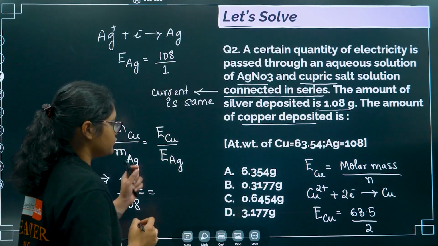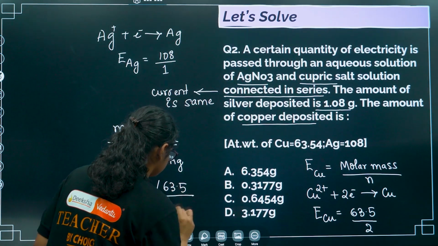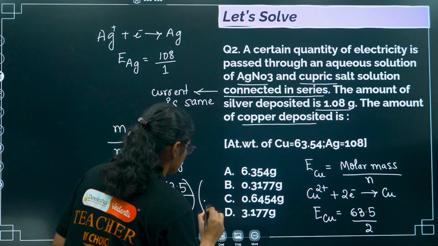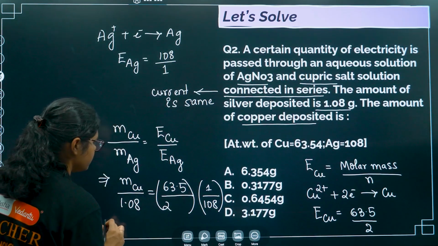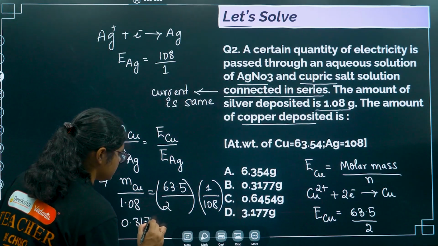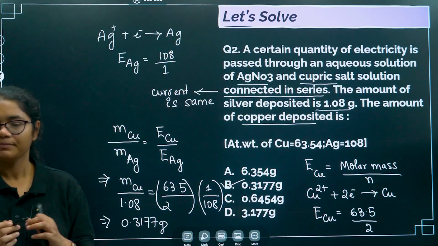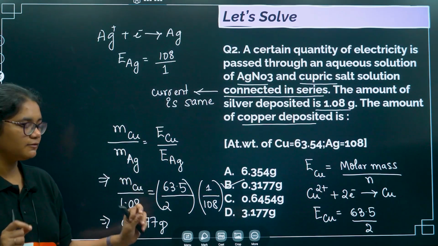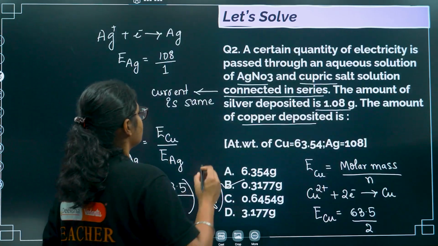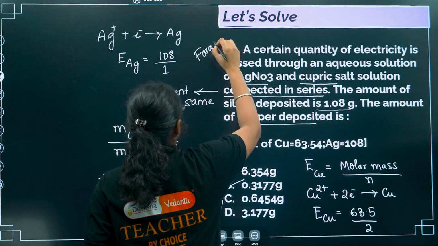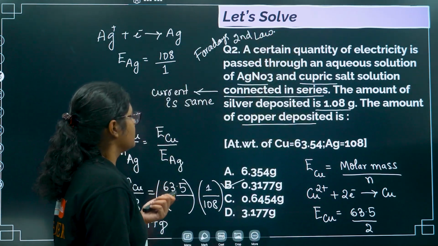Okay. So now you can substitute here. E of copper is 63.5 by 2, and this one is 108 by 1. So now if you solve this, we will get around 0.3177 gram. So the correct answer for this question will be option number B. In this way you can solve this question, a very simple one. What we have used here is Faraday's second law, right? Okay. Now let us see the next question.